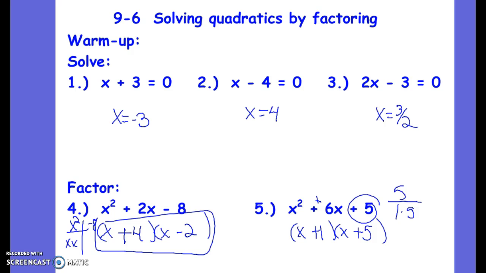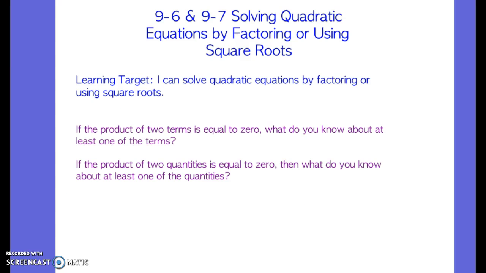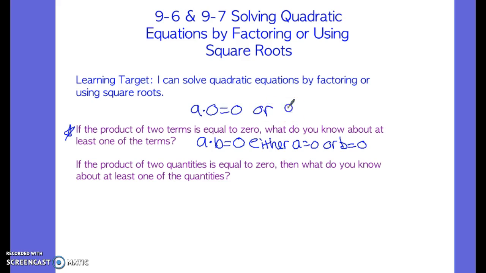Well, now I just have a little question for you. If the product of two terms, so if I have a times b equals 0, what do I know about either a or b? Well, you know that either a equals 0 or b equals 0. Because you could have a times 0 equals 0 or 0 times b equals 0. Regardless, anything times 0 is 0.